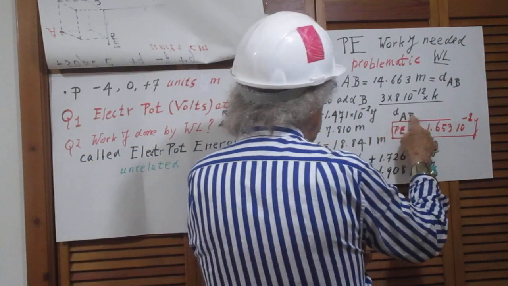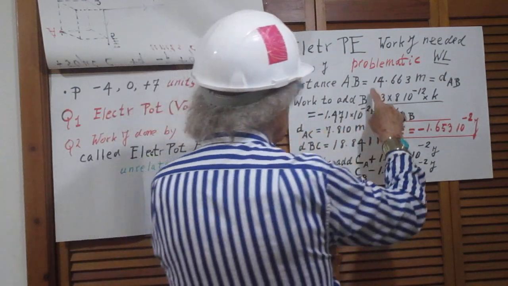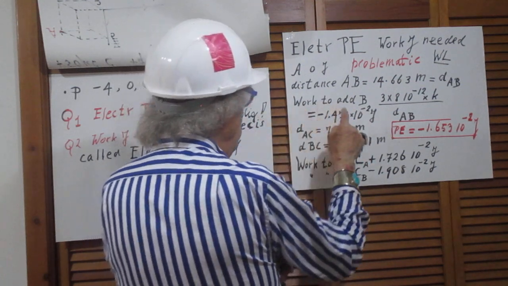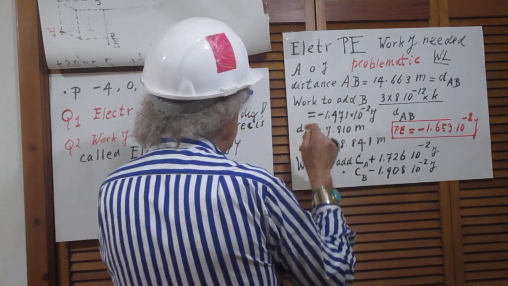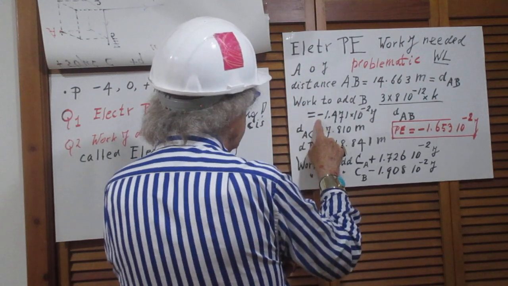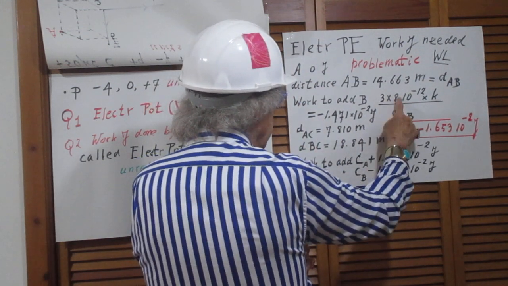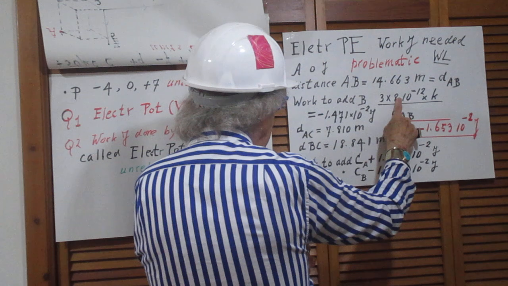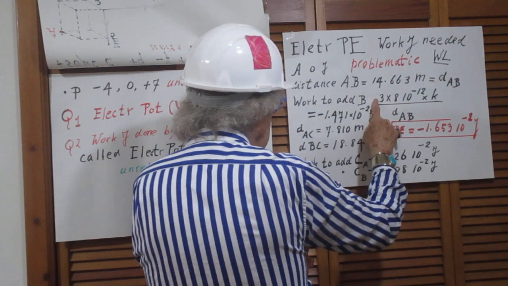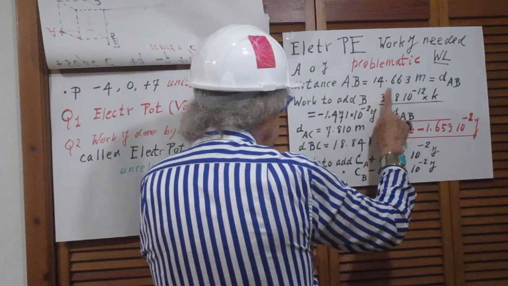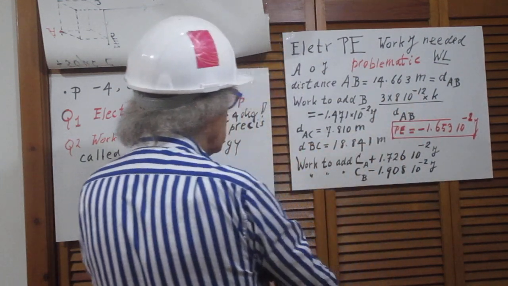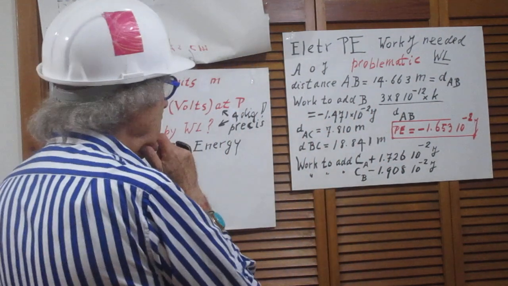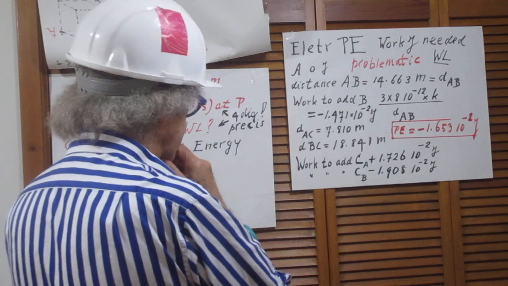I know what the distance between A and B is. It's this. And so the work that I have to do to bring B in my reference frame when A is already there is negative, because this product is negative. 8 was minus 8 microcoulomb, this was plus 3. And 10 to the minus 6 times 10 to the minus 6 is 10 to the minus 12. So this now is the work that I have to do to bring B in place when A is already there.